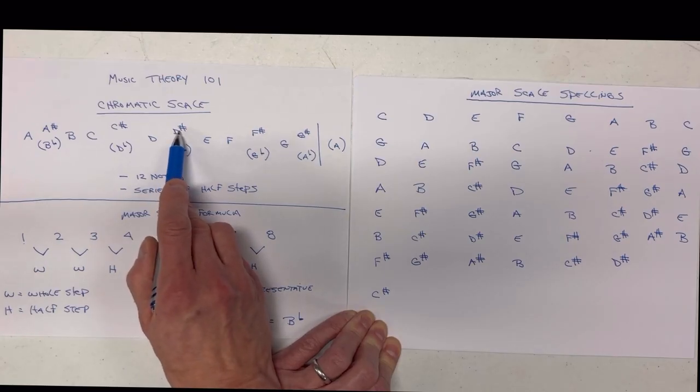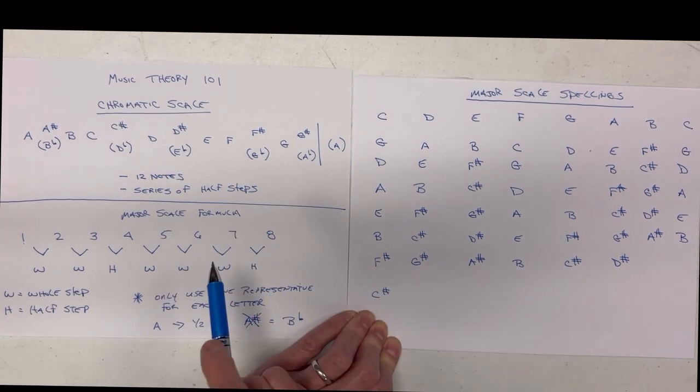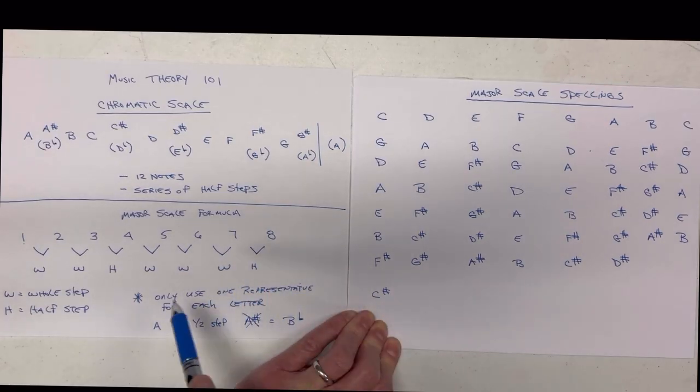Now my next step right here is actually being asked for a whole step. That's this one right here between the 6th and the 7th degree of the scale. I didn't understand this when I was first being shown it, but I just had to listen to my teacher and he explained it to me. Because the rule is that you have to use one representative for each letter because that's the way the rules were written a long time ago.